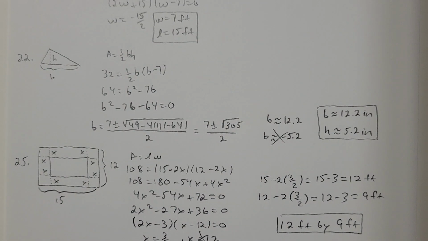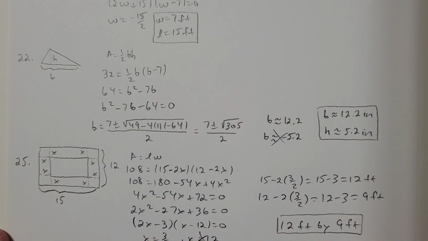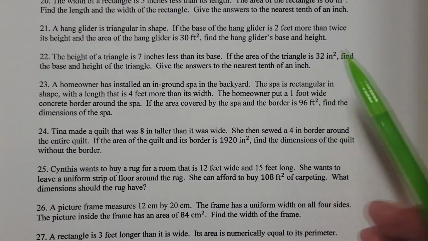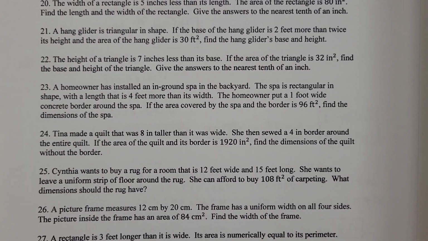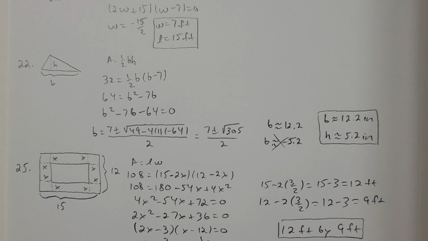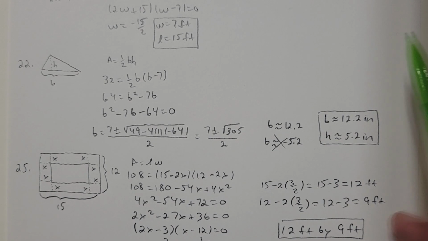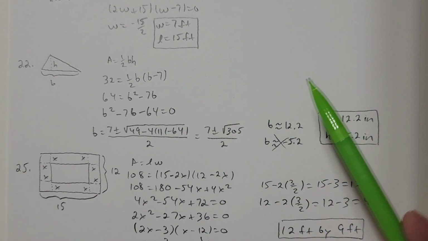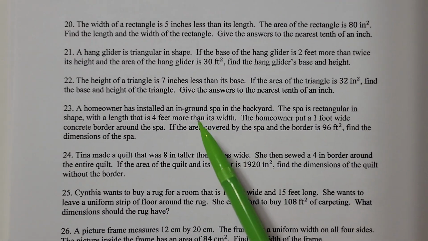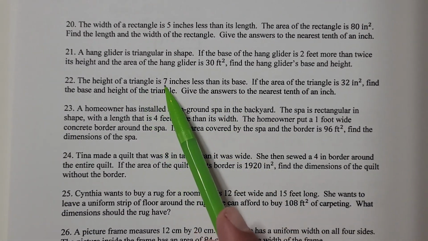All right, so we have a triangle. Here's the base and here's the height. The area of the triangle is 32 square inches. Now, by them giving me that information, that suggests that we're working with the general formula for the area of a triangle, which is 1/2 base times height. So 32 equals 1/2 the base, I don't know, but the height is 7 inches less than the base.